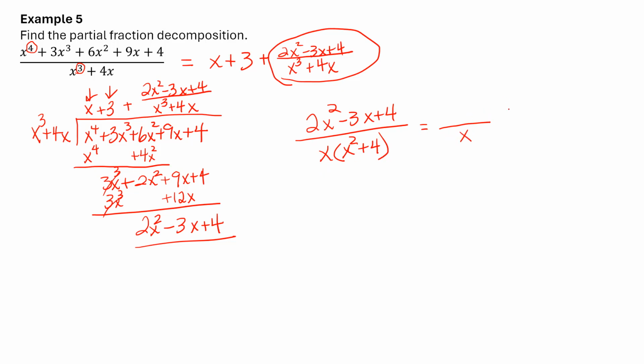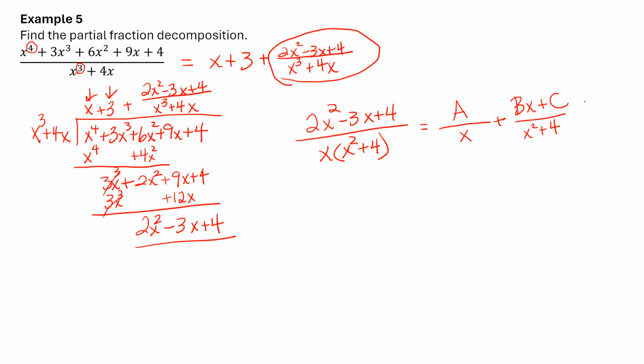So the first fraction will have a denominator of x. The second one will have a denominator of x squared plus 4. x is linear, so I have a constant for the numerator. x squared plus 4 is quadratic. The power on x is 2, so I need a linear numerator. So it will be bx plus c.